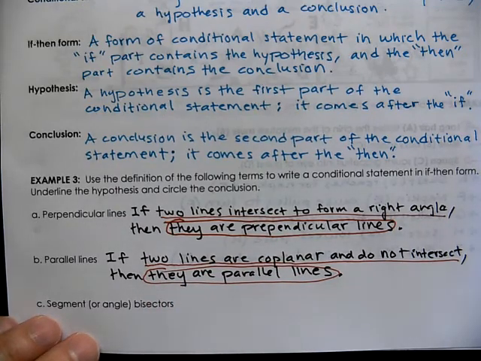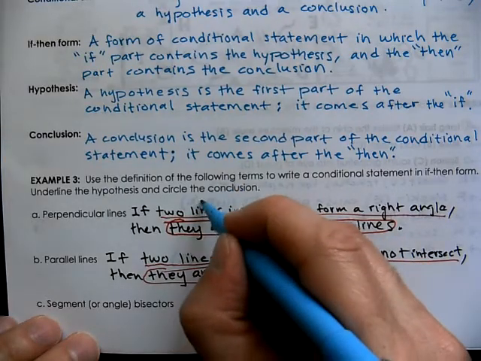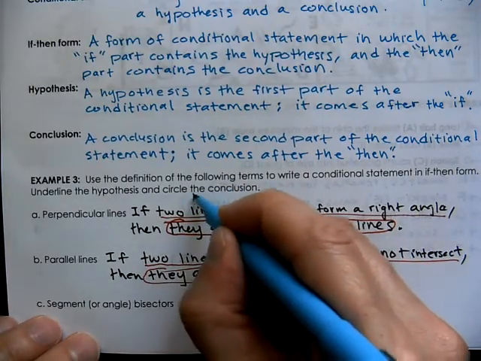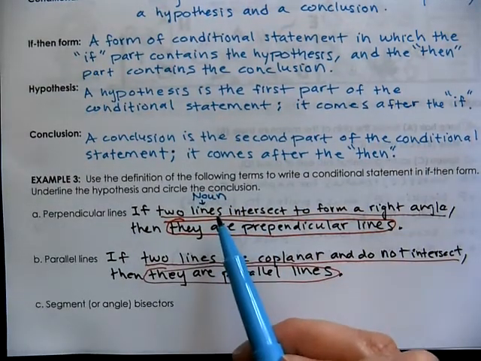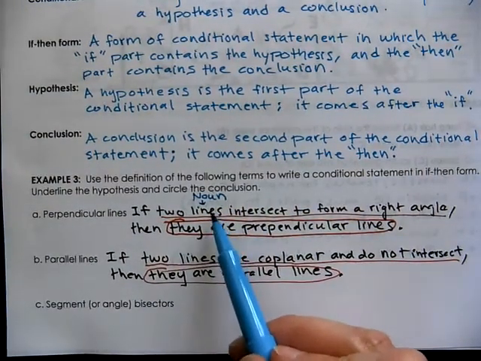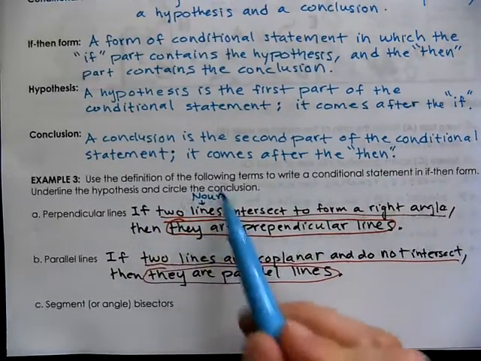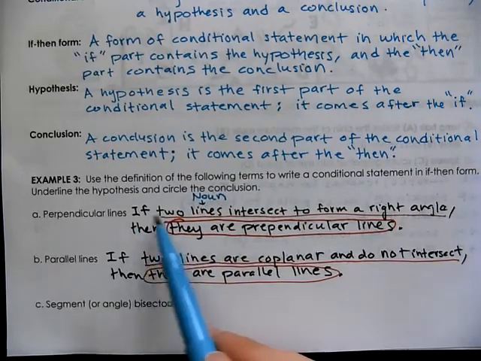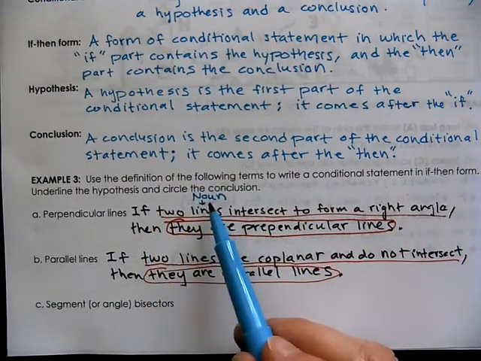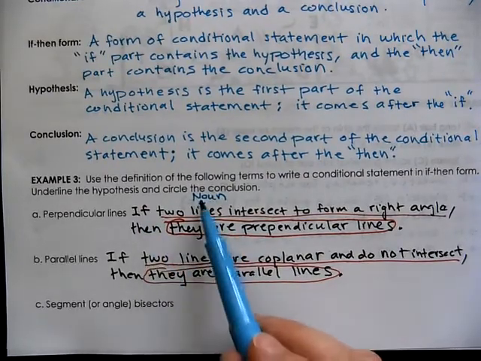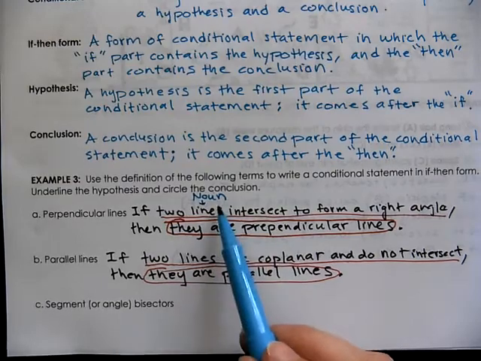Notice, as a side note, that when we write these statements, we always start off with the noun, right? That's the object, that's the person, place, or thing. The noun is the person, place, or thing, and so that's what we start off with. It says if two lines, so we're talking about lines. So in the first part, in this hypothesis, you got to have the object, you got to have the noun. You can't just say if they intersect. That would not be clear.